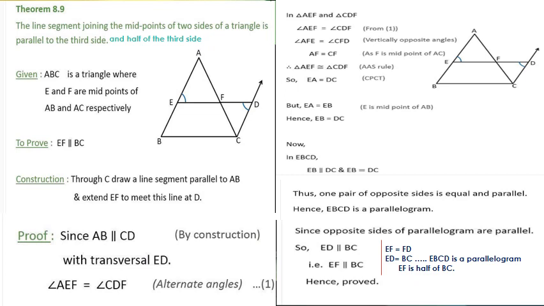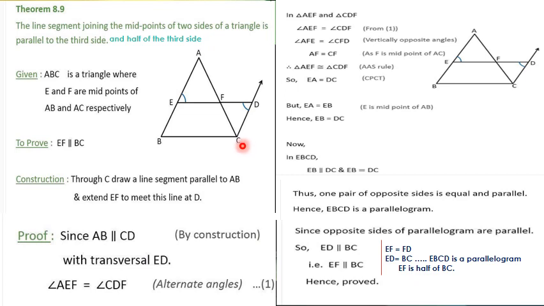I shall just brief the proof. So this is the statement of the midpoint theorem, and according to the theorem, ABC is a triangle in which E and F are the midpoints of AB and AC. That is the given information. You should prove that EF is parallel to BC. Also, EF is half of BC.